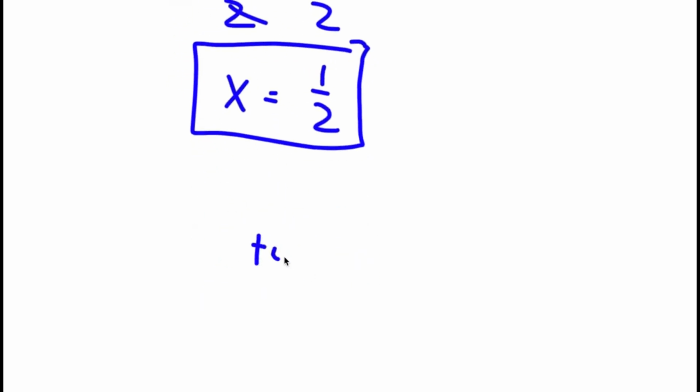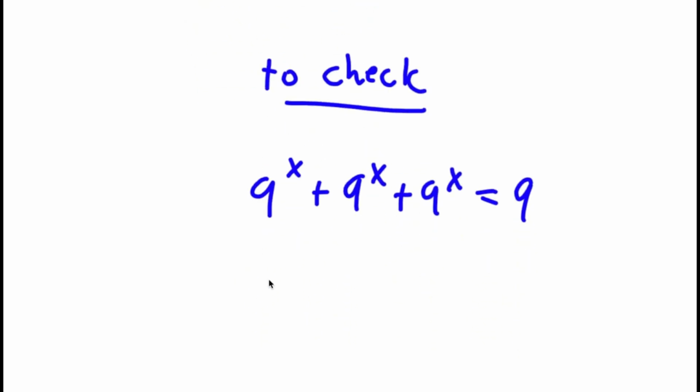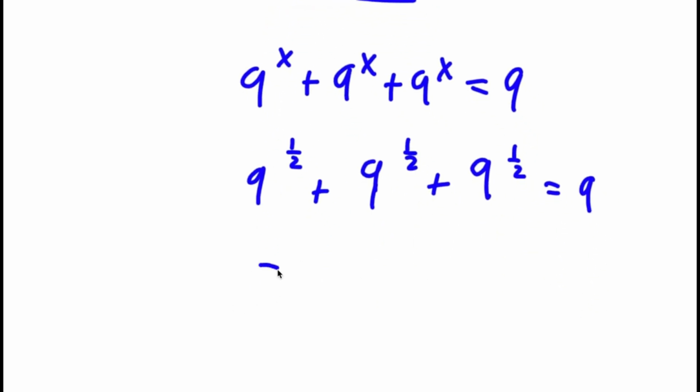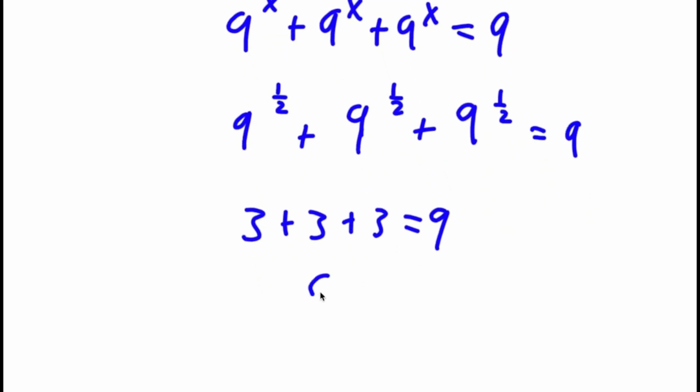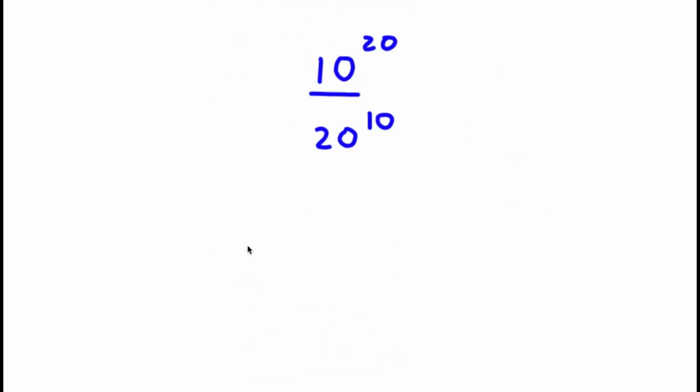So now to check, I have 9 to the power of x plus 9 to the power of x plus 9 to the power of x is equal to 9. So x is 1/2, so I have 9 to the power of 1/2 plus 9 to the power of 1/2 plus 9 to the power of 1/2 is equal to 9. 9 to the power of 1/2 is simply 3, so I have 3 plus 3 plus 3 is equal to 9. 3 times 3 is 9, so I have 9 is equal to 9. Because this is right, my solution is right.